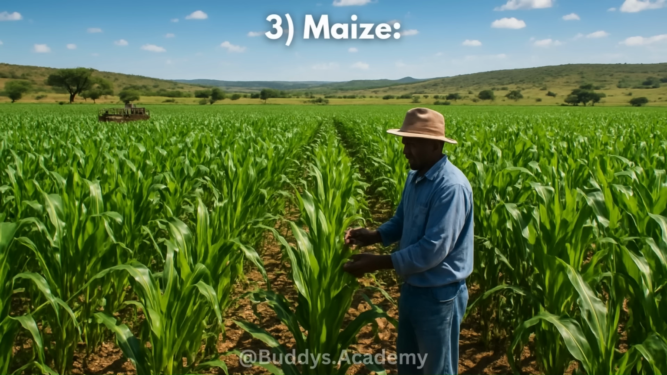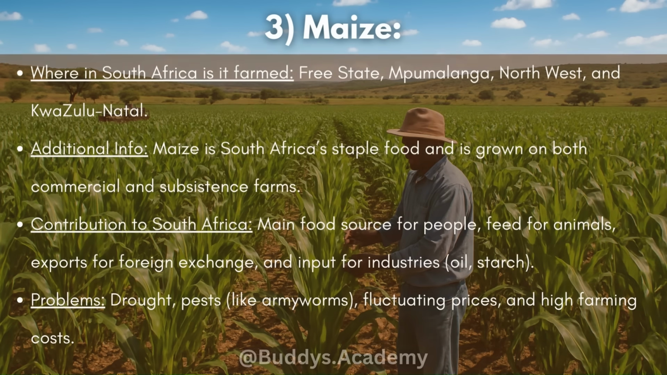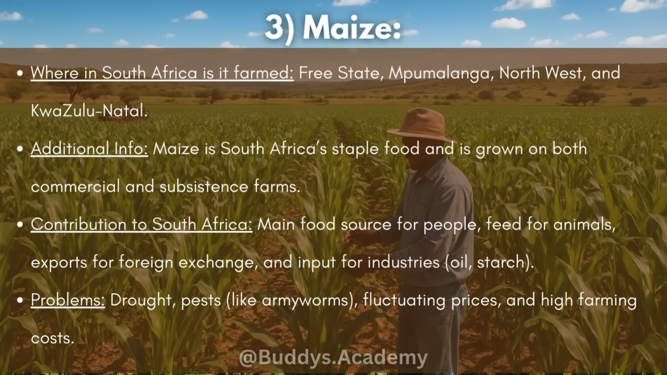And thirdly, we're going to be looking at maize. So where in South Africa will your maize be farmed? It's going to be farmed in the Free State, Mpumalanga, Northwest, and KZN. Now, maize is going to be South Africa's staple food, and it's grown on both commercial and subsistence farms.